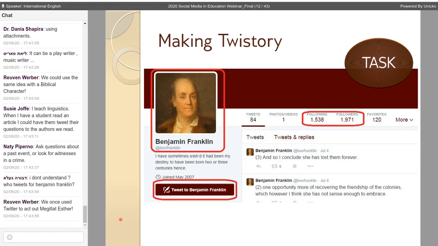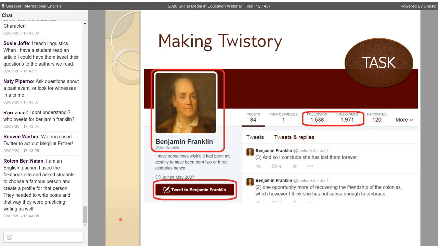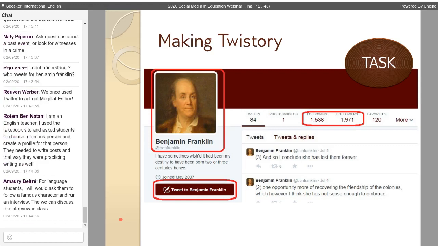Jack. We once used Twitter to act out. Yeah. Rotem, I'm an English teacher. I use the textbook site and ask students to choose a famous person and create a profile for that person. They need to write posts. Wonderful, Rotem. Yes, you can create a profile, right?